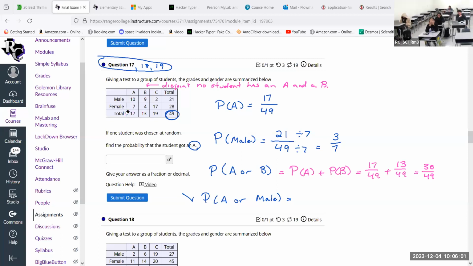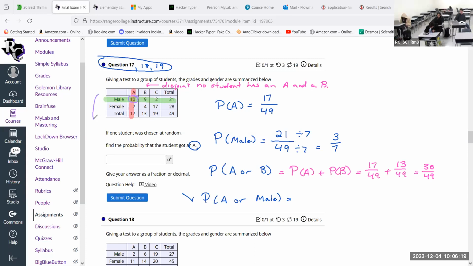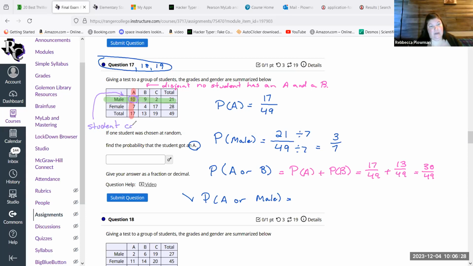So let me erase some of the stuff on here. So in this case, we're dealing with a situation like this. We have students with A's. And we have students that are males. And we have students that have both. So the disjoint was we don't have a student with an A and a B. Here we can have a student can be male and have B.